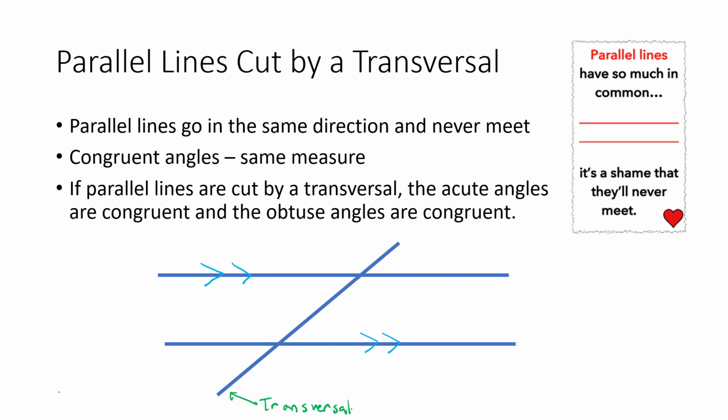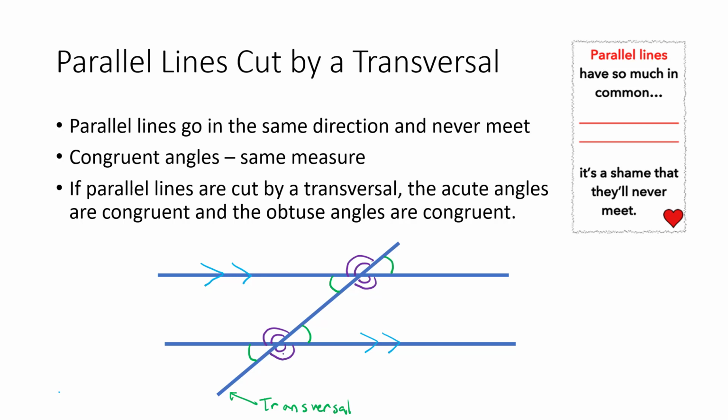And what's nice about a transversal is it's going to make 8 angles, 4 obtuse and 4 acute. Turns out that the 4 acute angles, the 2 on top and the 2 on bottom, all will have the same measure. They will all be congruent. In addition, the 4 obtuse angles all will have the same measure. All of them will be congruent.